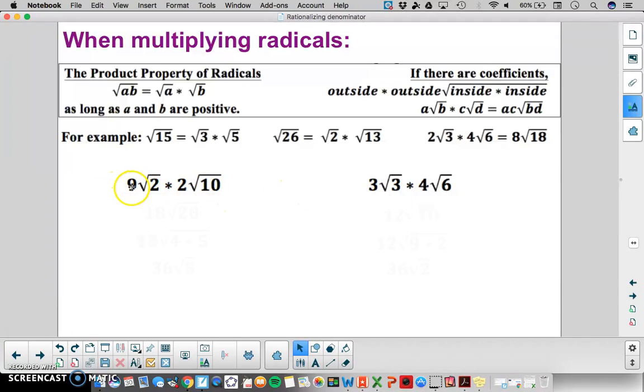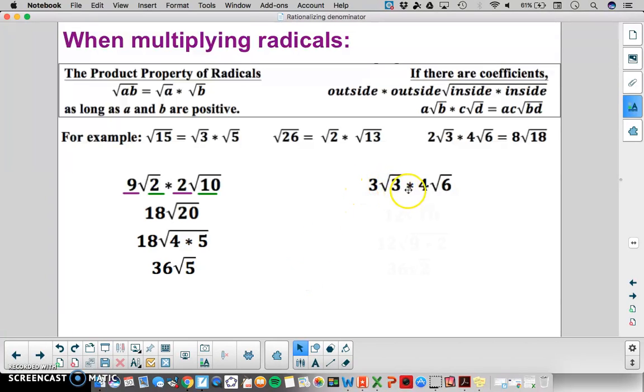So here we have 9 root 2 times 2 root 10. So we would multiply 9 times 2, outside times outside, and inside times inside. And that would become 18 root 20. That square root of 20 needs to be simplified further. So we break up the 20 into 4 and 5 and take the square root of 4 out and multiply that by the 18. So that becomes 18 times 2, which is 36, root 5.